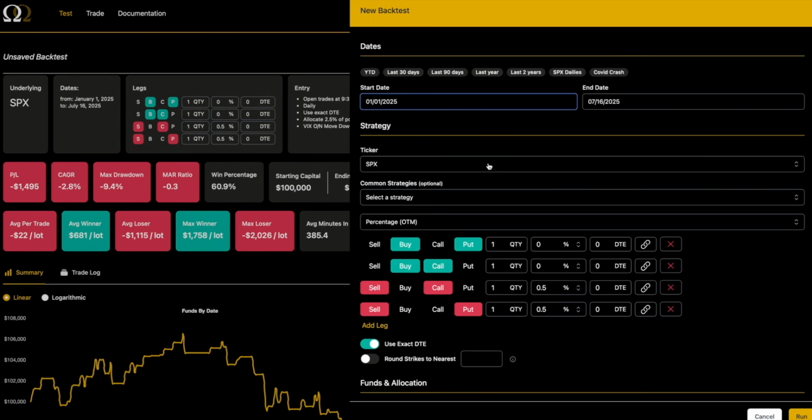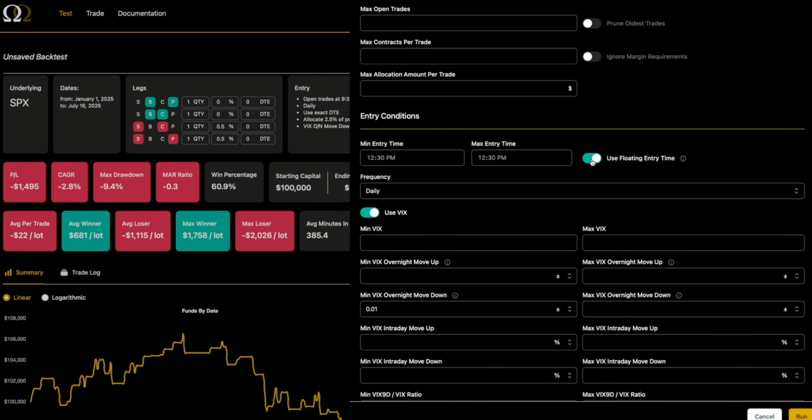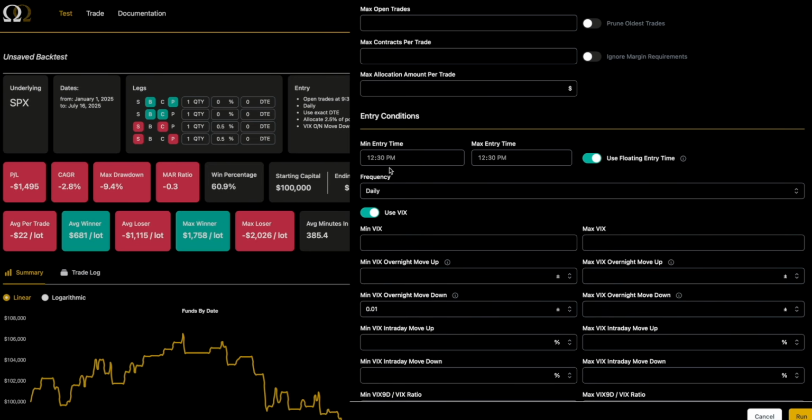And what you can do is use a floating time entry in Option Omega. And I think that might be an interesting choice. So we're going to use that floating time entry. And let's just do big round numbers because I'm a fan of not overfitting. And I'm sure if we come up with a decent backtest, it will be easy to find a more optimized time. But we're just going to go 10:30. We'll stick with 10:30 to 12:30. So just giant round numbers.